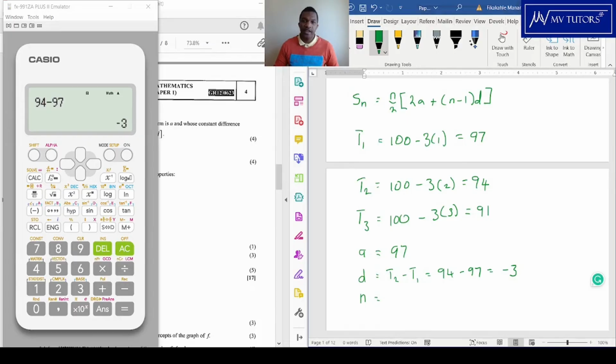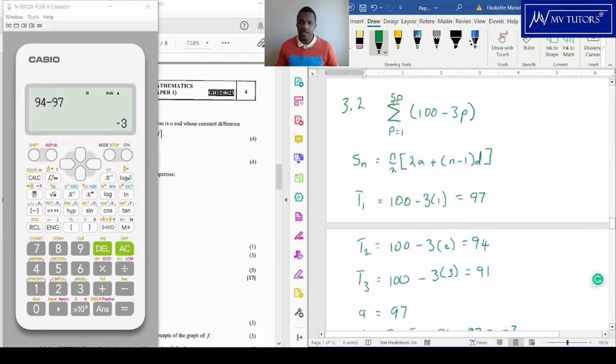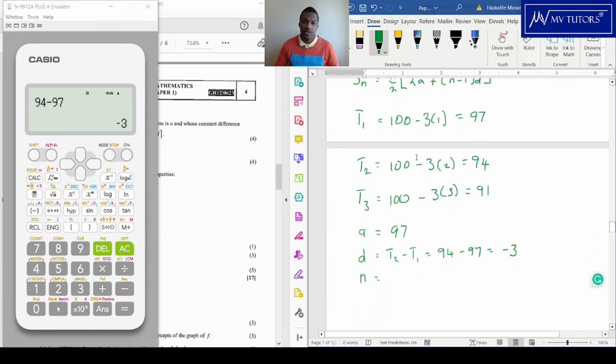Now, what is our n value? Our n value is given as the top number on the sum. This is the Greek letter for S, sigma, which means sum. So it's 50. All right, we have everything we need now. S50, that's why it says solve. So we're basically solving for S50.